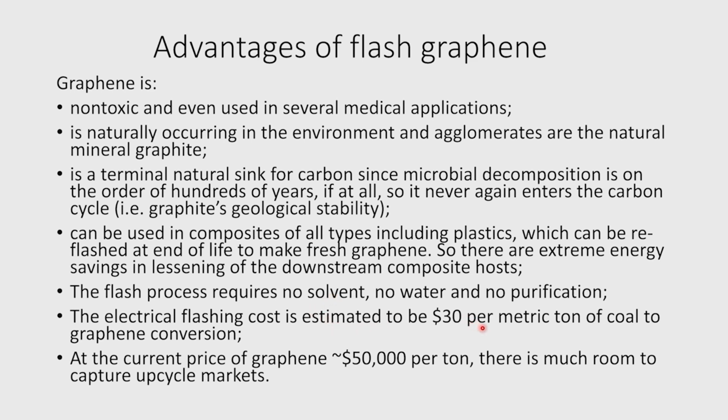It's actually $30 per metric ton to make graphene. So you take coal, which is a high carbon compound, and you flash it, you put in $30 worth of electricity, and you say, how can that be? You just said you put a high voltage and a high current. Well, the current only is going for fractions of a second. So it's a lot of energy, but very quick. The current price of graphene is about $50,000 per ton, so there's a lot of room to capture, to bring back in the markets.